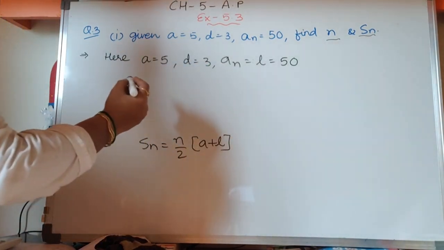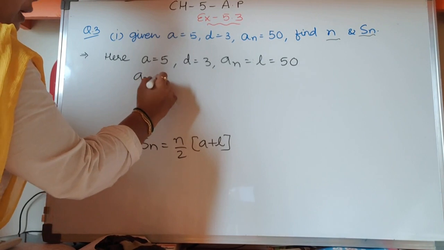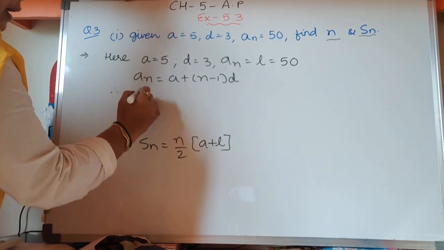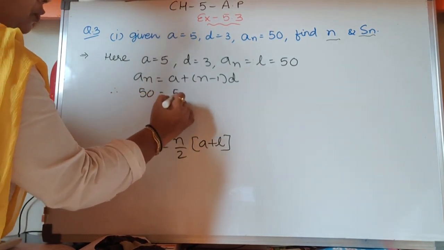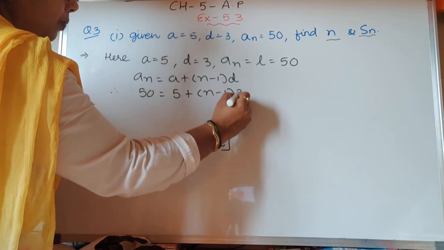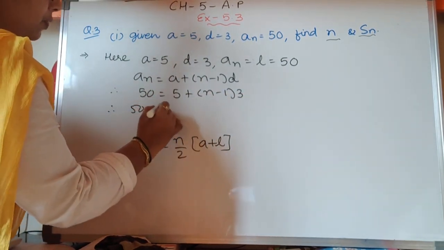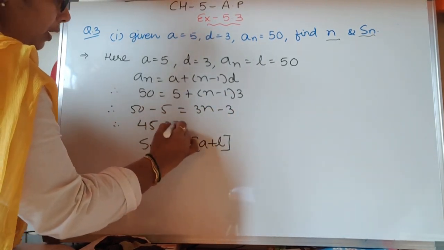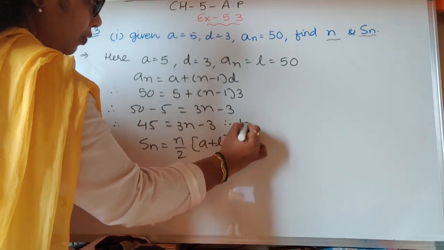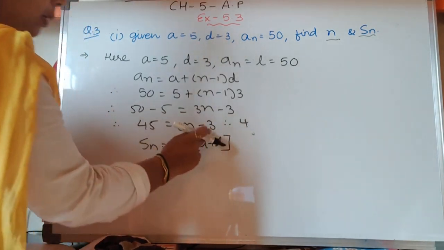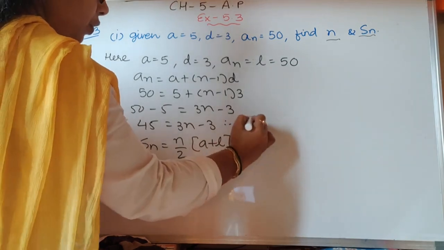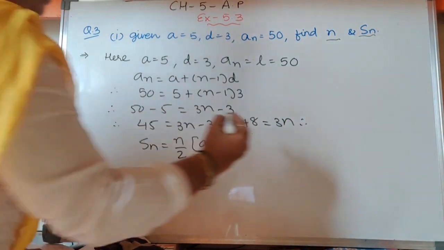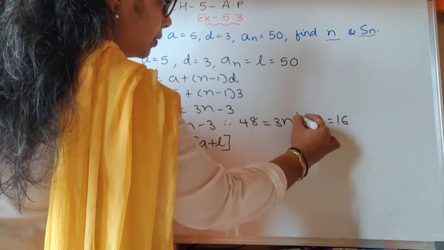So let's see how to find n, again by using an. What is the formula of an? an is equal to a plus (n minus 1) d, and therefore, here 50 is equal to 5 plus (n minus 1) into 3. Now I am substituting the values. So 50 minus 5 is equal to 3n minus 3, and therefore 45 is equal to 3n minus 3. This minus 3 goes to the other side, so 48 is equal to 3n. And what is the value of n? Therefore n is equal to 16.